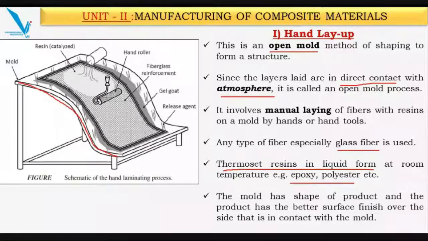The mold has the shape of the product, and the product has a better surface finish on the side that is in contact with the mold. Means the lower side, as you can see here, will get the better, glossy finish. On top of this, you may not get that type of finish. Maybe there are some techniques, such as using a Mylar film, but mostly the surface you want as a functional surface is the bottom side, where we can get the glossy finish.